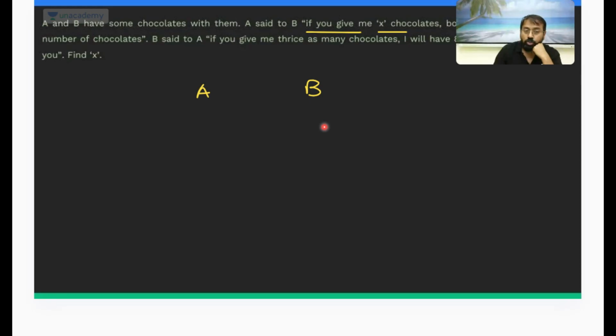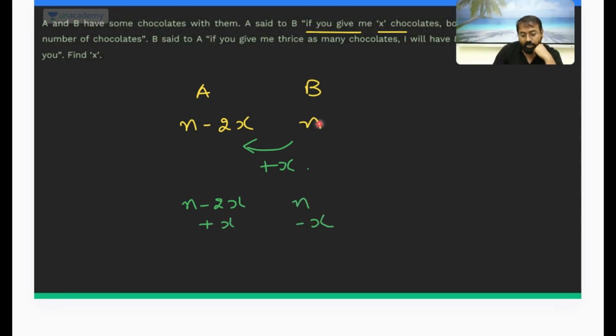Number of chocolates with A is X less than B. Is this correct? No, it is not correct, guys. Number of chocolates with A should be 2x less than B. है ना? It should be 2x less than B. Why? देखो, suppose A has n minus 2x chocolates and B has n chocolates, right? Now, if B gives x chocolates to A, can I say A will have n minus 2x plus x chocolates and B will have n minus x chocolates because B's chocolates will reduce by x. So now both of them will have n minus x chocolates. Have you all understood this, guys?